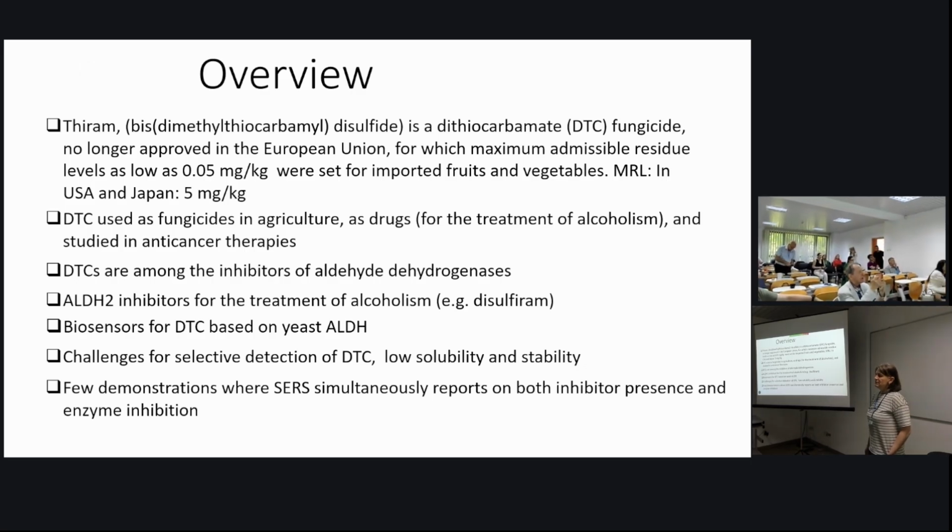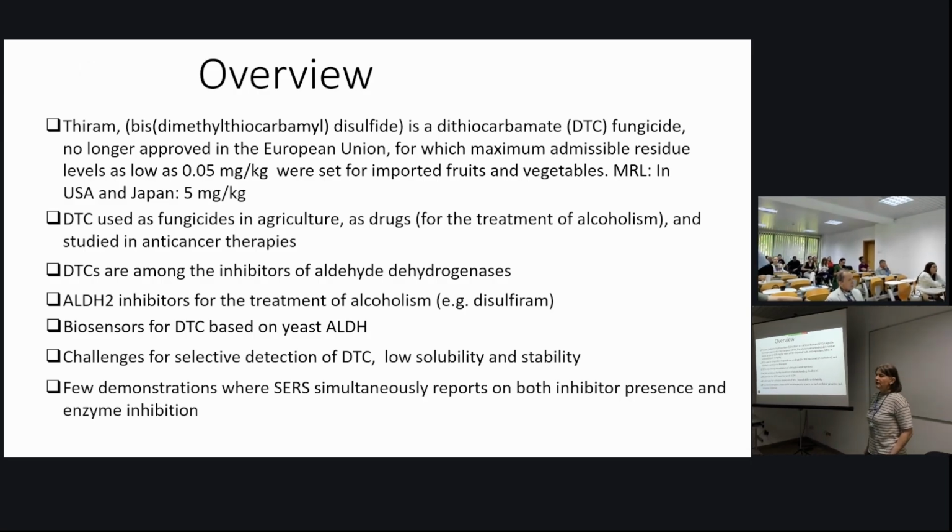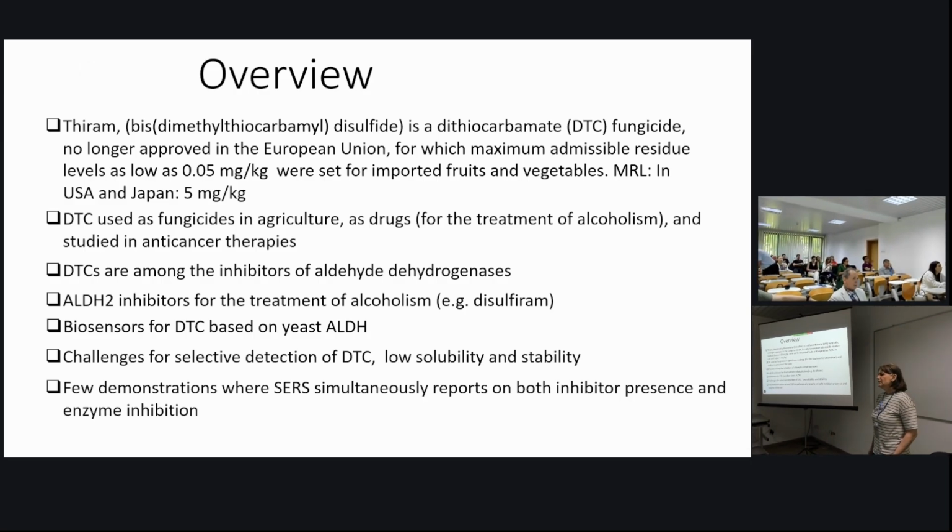Dithiocarbamate fungicides, of which thiram is a part, are relevant not only in agriculture as fungicides, but they are also used in biomedicine. Some of them are already used as drugs or are studied to be drugs for anti-cancer or for other therapies.